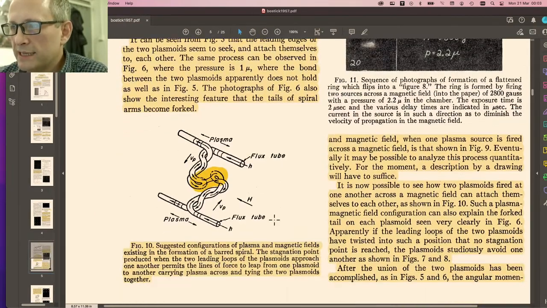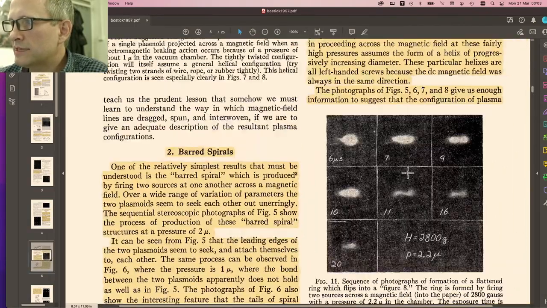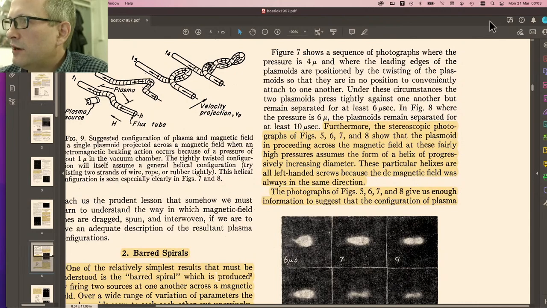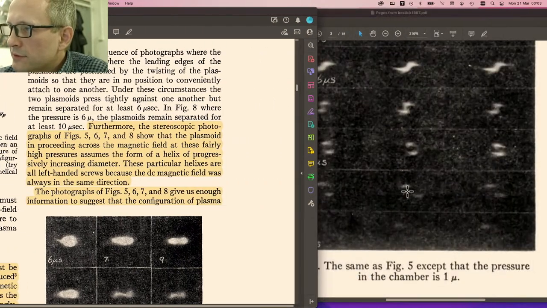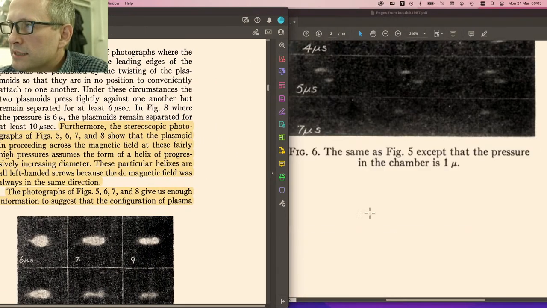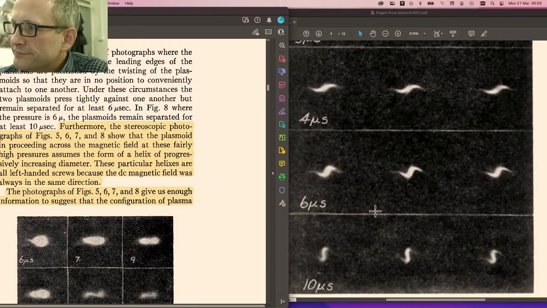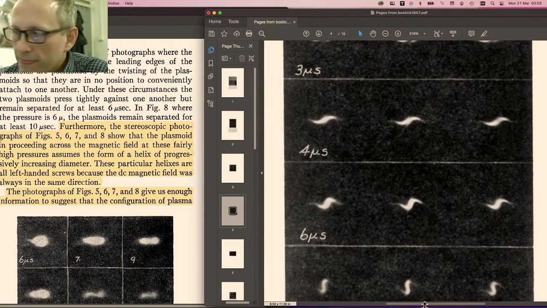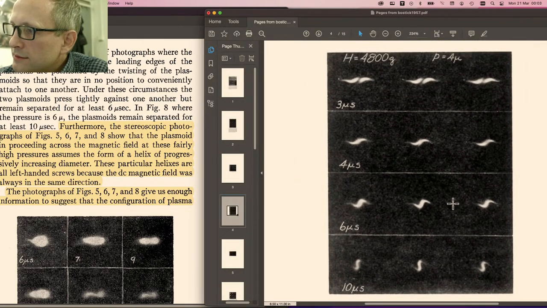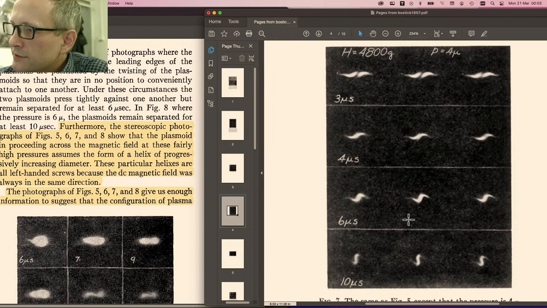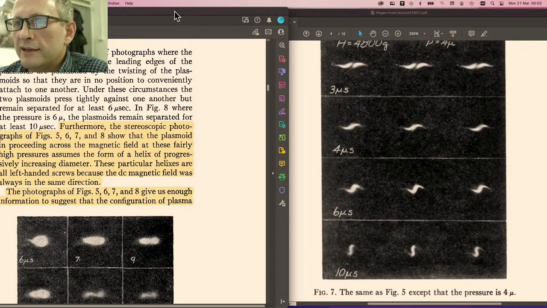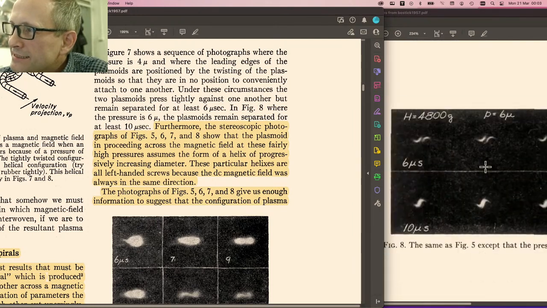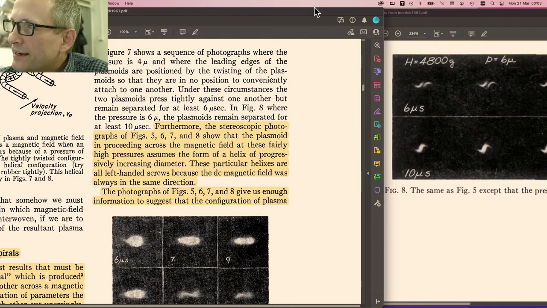And he explains this. In fact, maybe I will take the explanation from here. So, furthermore, the stereoscopic photographs, figures 5, 6, and 7 down here, which are very clear, like these ones. 5, 6, and 7, okay. And 8, where's 8? 8's here, okay, that's figure 8.